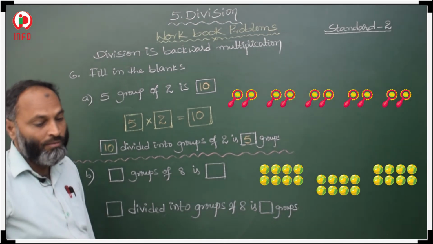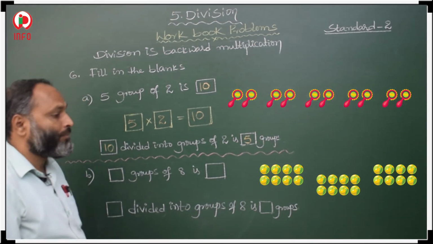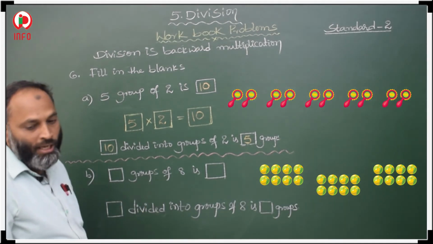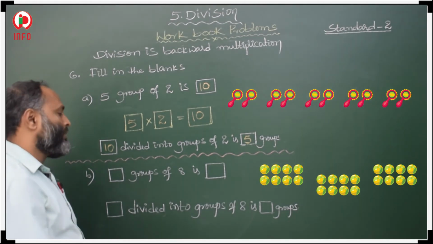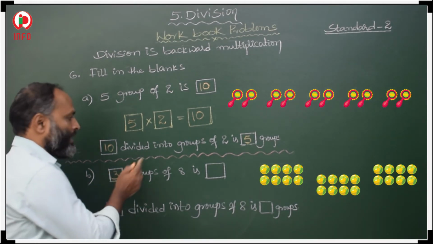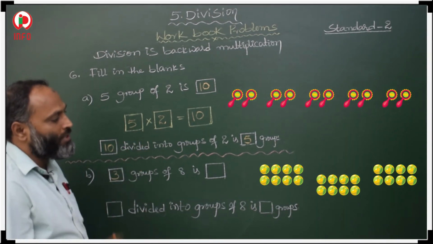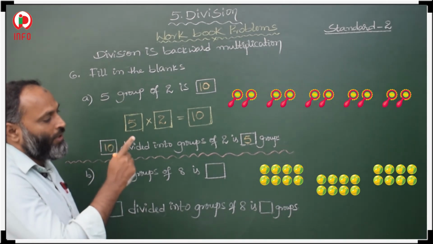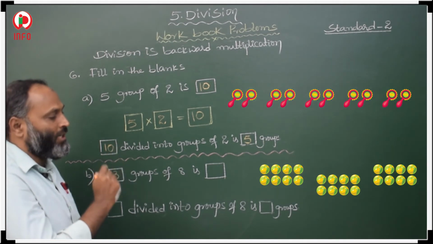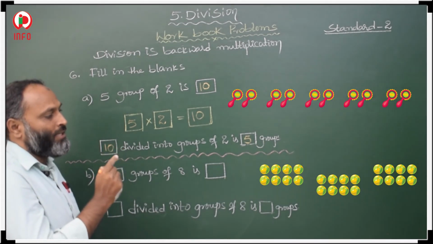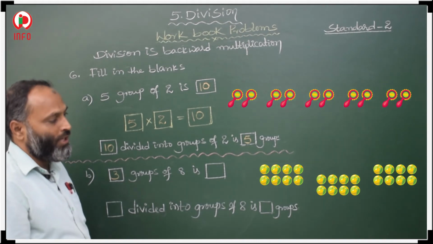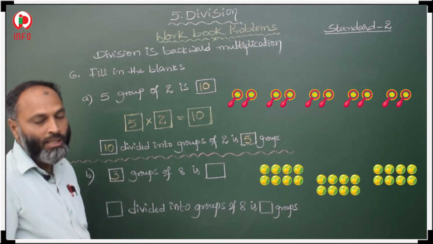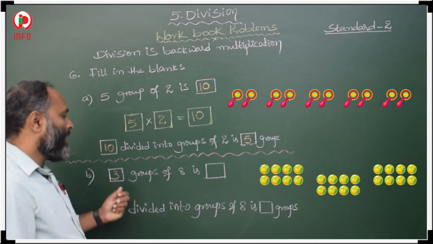Here the next question, some balls were given. So 8 balls were there in each group. Then how many groups were there? Total 3 groups were there. See in your picture, how many balls were there in each group? 8. 1 2 3 4 5 6 7 8. 8 balls were there in each group. Then total how many groups are there? 1 2 3. 3 groups were there. Then total how many balls were there?